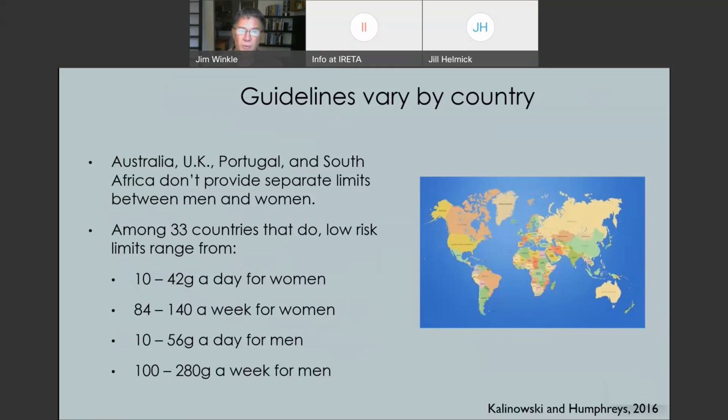So what is the point of this slide? It shows that we should take our gendered low risk drinking limits with a big grain of salt. We might assume that they're based on biological factors, but if that were the case, why such a wide variance between countries on what is considered low risk? And why do some countries not separate between men and women? So it's questioning the authoritativeness of our low risk limits.